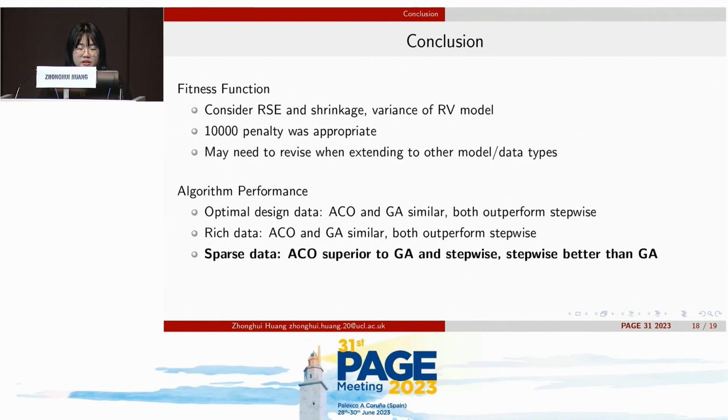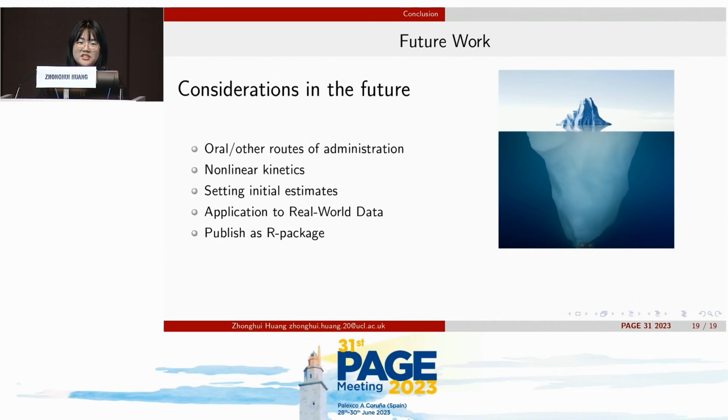For sparse data, ACO is superior to GA and stepwise, which means ACO could potentially be used for automated modeling algorithms. So it is just the start of the story, not the end of the story. There are several considerations for the future.